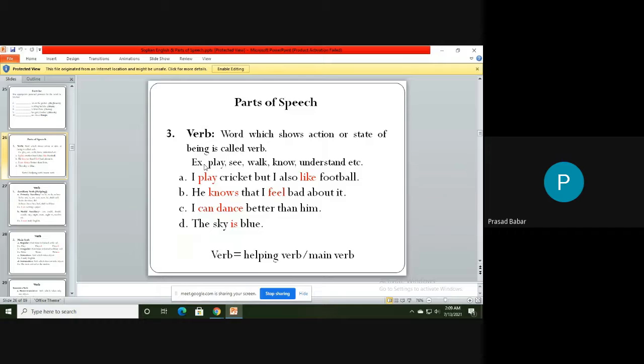We can take any example, just like see, play, walk, know, understand, do, talk, speak, learn. So these are the various verbs which we use in our day-to-day life. Let's come to the examples and how these verbs are used in the examples. Let us see. Take the first example.